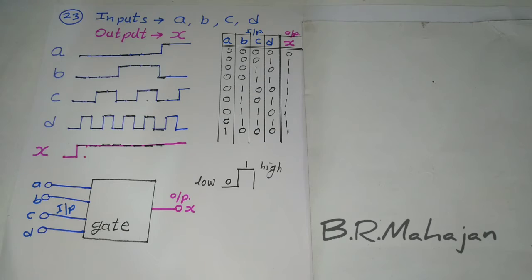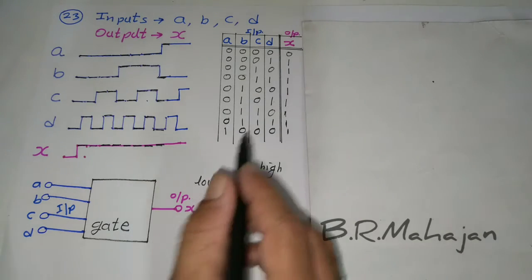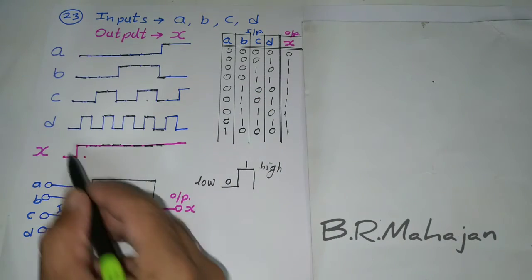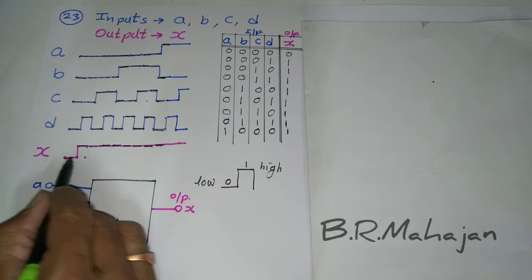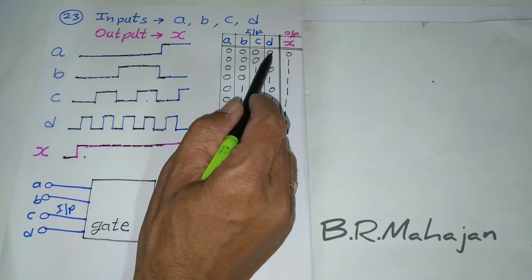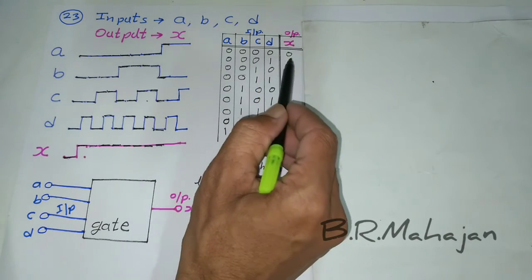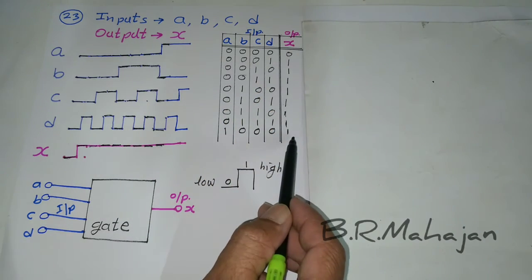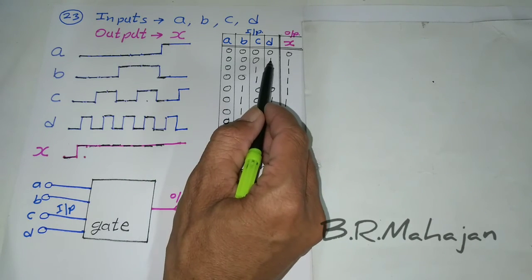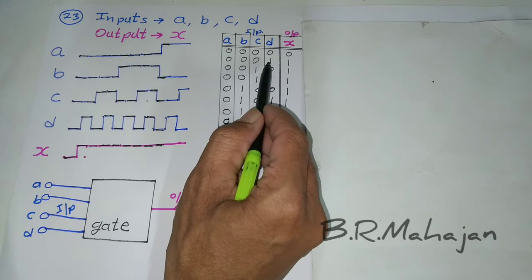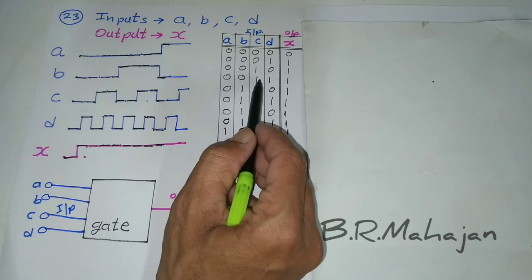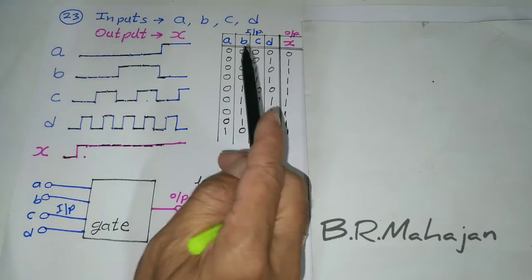If you check the next step in this fashion, you will come to know that the output X is 0, at low level, only if all the inputs A, B, C, D are equal to 0. Otherwise the output X becomes 1, at high level, when at least one input is at high level, meaning 1. Here D is 1, here C is 1, and here C and D both are 1. At least one must be at the high level.